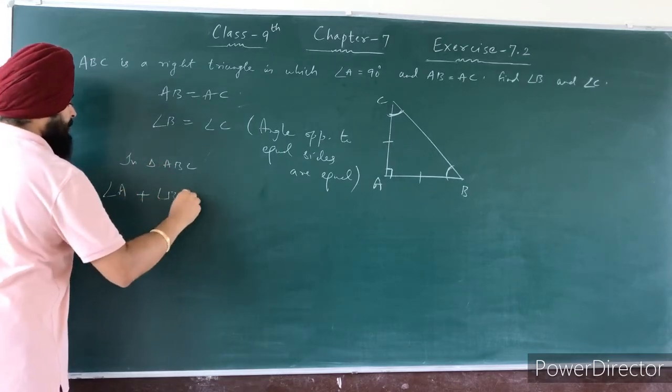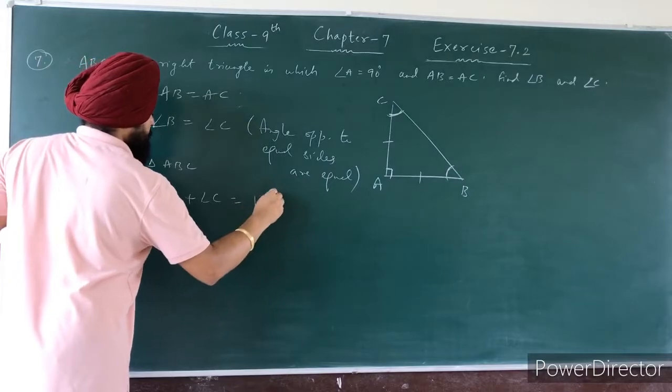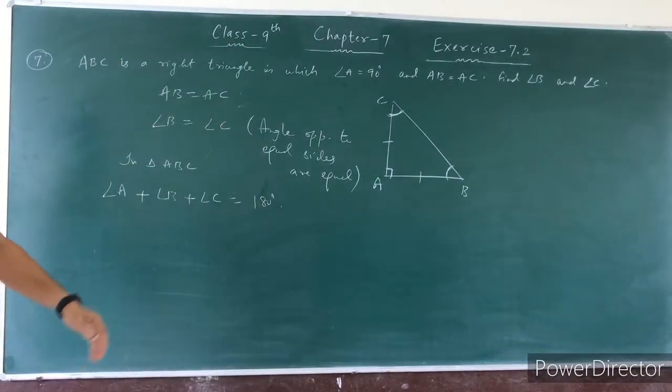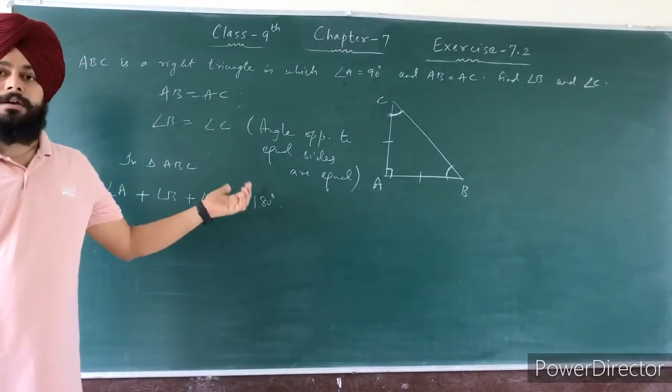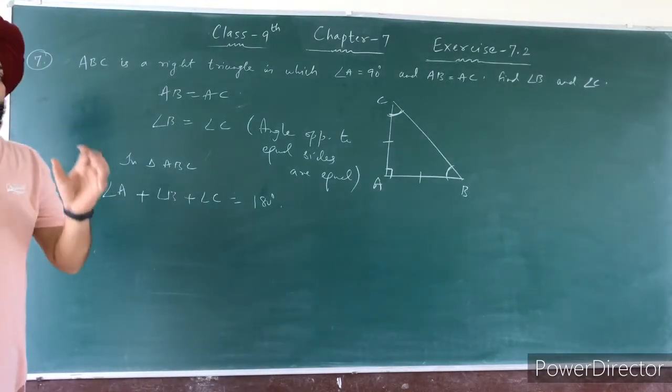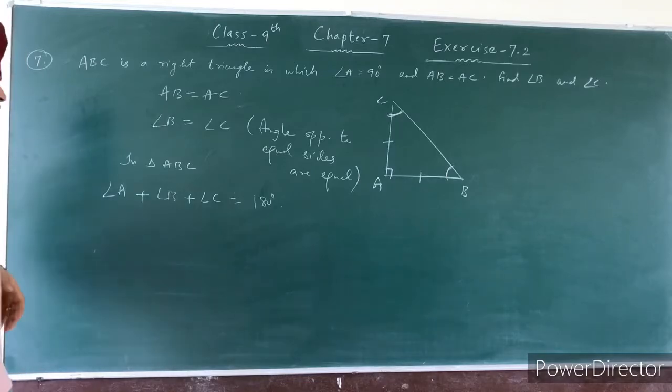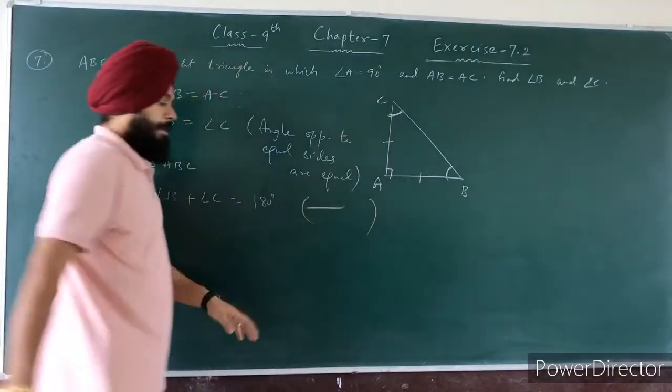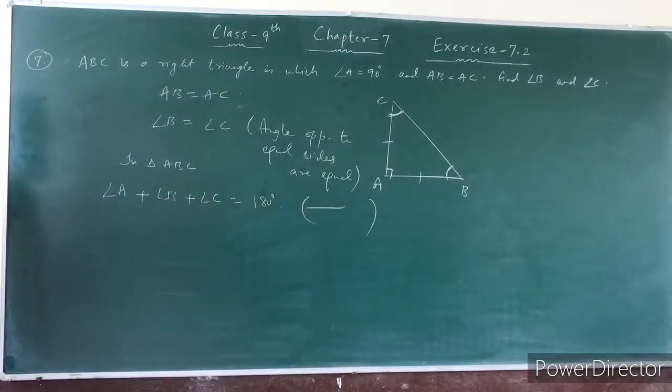Now next, we know that in triangle ABC, angle A plus angle B plus angle C is equal to 180 degrees, because the sum of all angles of a triangle is 180 degrees. मतलब किसी भी triangle के बीच सारे angles का sum 180 होगा. ठीक है? So you can write the property here. Sum of all angles in a triangle is 180 degrees.